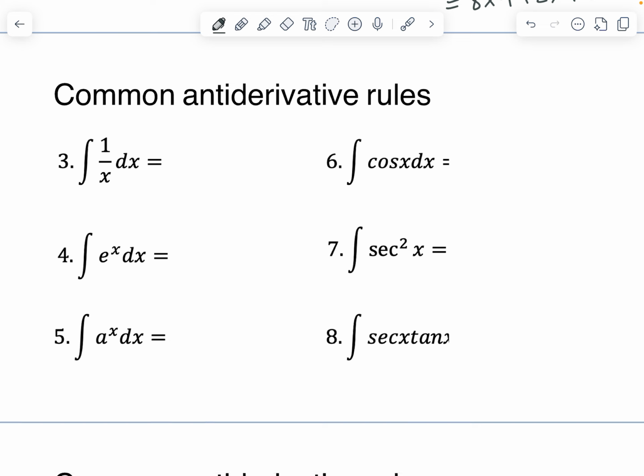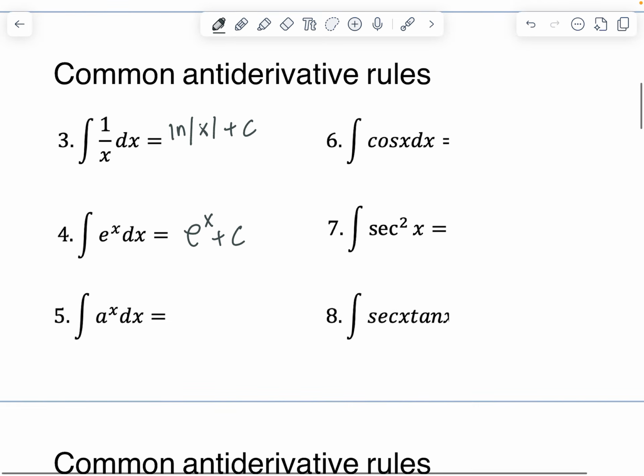So the antiderivative of 1 over x is the natural log of x. This is a little different, but it's the natural log of the absolute value of x plus c. e to the x is e to the x plus c because it goes back both ways. a to the x, so like an exponential function, would be a to the x over the natural log of a plus c.